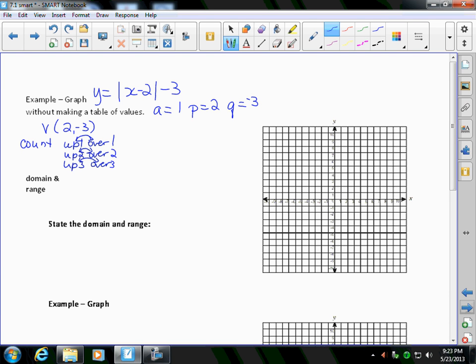So let's draw that. My vertex was at 2, negative 3. So 2, negative 3 puts me here. And then my basic count, so over 1, up 1, over 1, up 1, over 2, up 2, over 2, up 2, and then over 3, up 3. Connect your dots. You should use a straight edge when you're doing that, and put arrows at the end. So that's your graph.